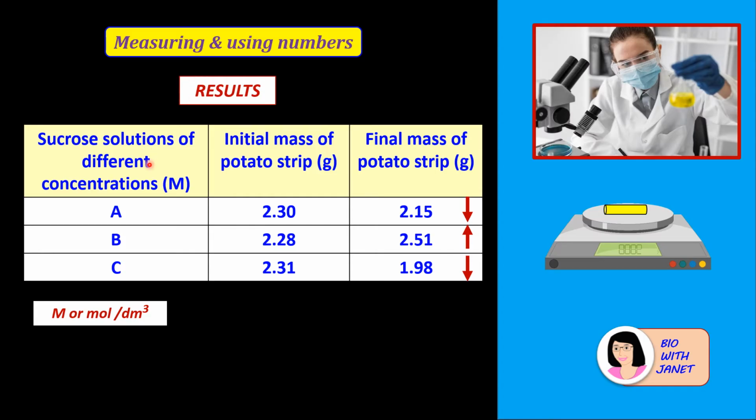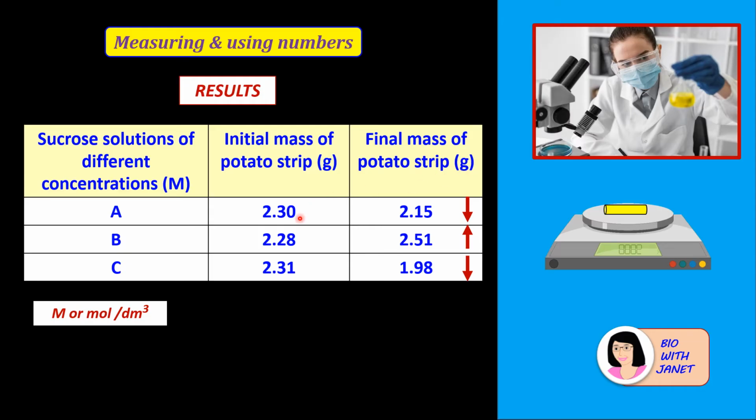Now on the left hand side of our table, we write sucrose solutions of different concentrations. Unit is M or molar, right? And then you have the sucrose solutions here, A, B, C, but we do not know the concentrations, right? It's only through the results that we can determine whether they are hypotonic, hypertonic, or isotonic solutions. That's all. So initial mass of potato strip in grams, and then the final mass of the potato strip in grams, right?